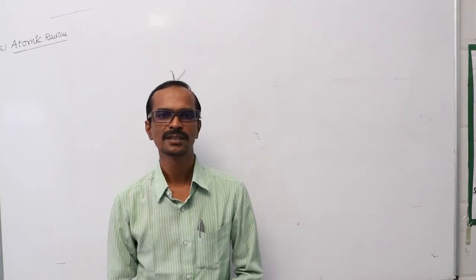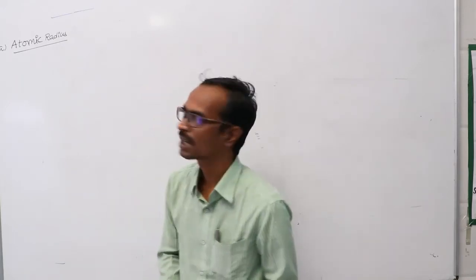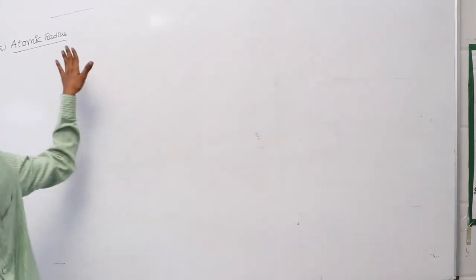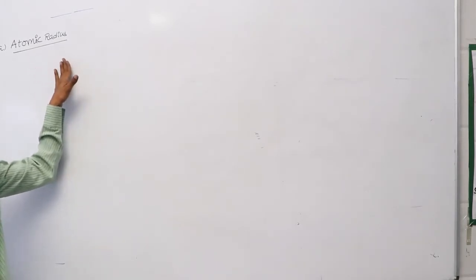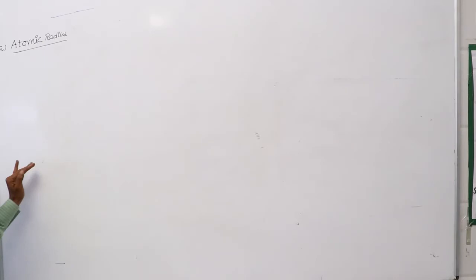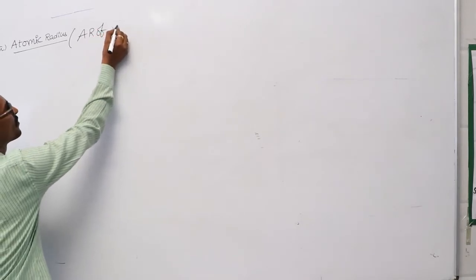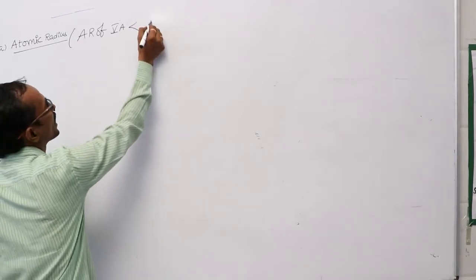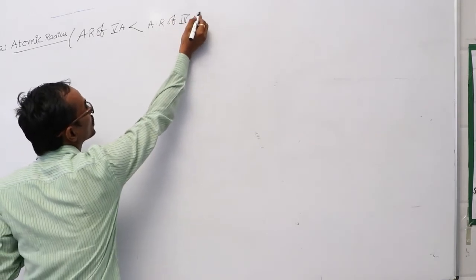Here, if we want to discuss the atomic radius of the 15th group elements, generally the atomic radius of the 15th group elements is less than that of the 14th group elements.